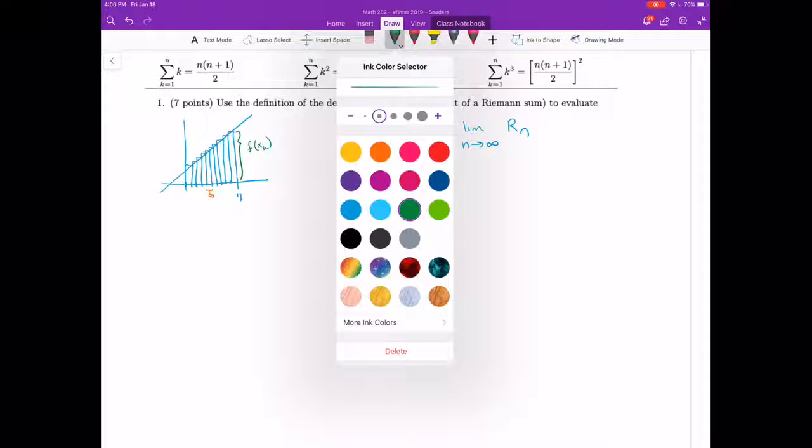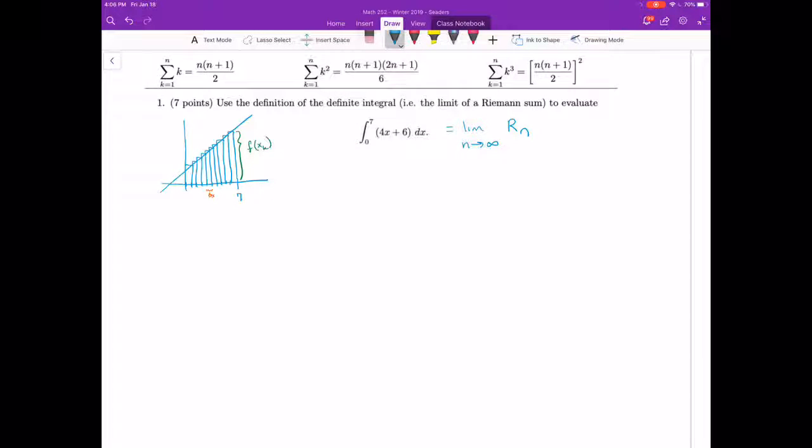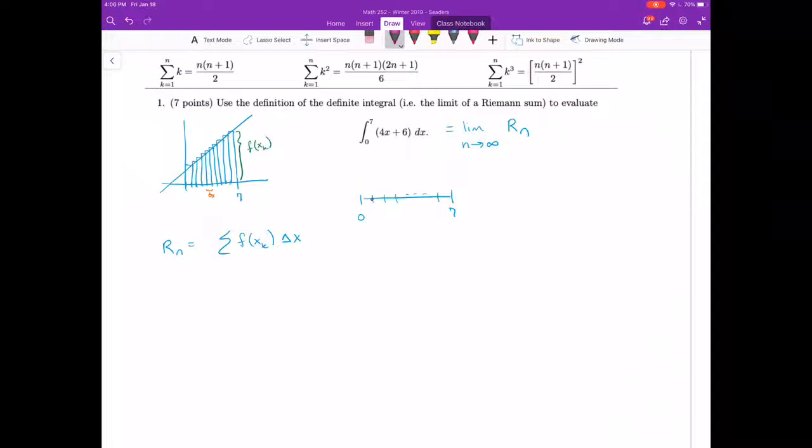And so my Riemann sum is adding up these outputs times these change in inputs, or the width of the subinterval. Notice for this case we're subdividing from 0 to 7, and I said I wanted to do a right-hand Riemann sum, so all I care about is the right-hand input on each of these subintervals. I don't care about the left.